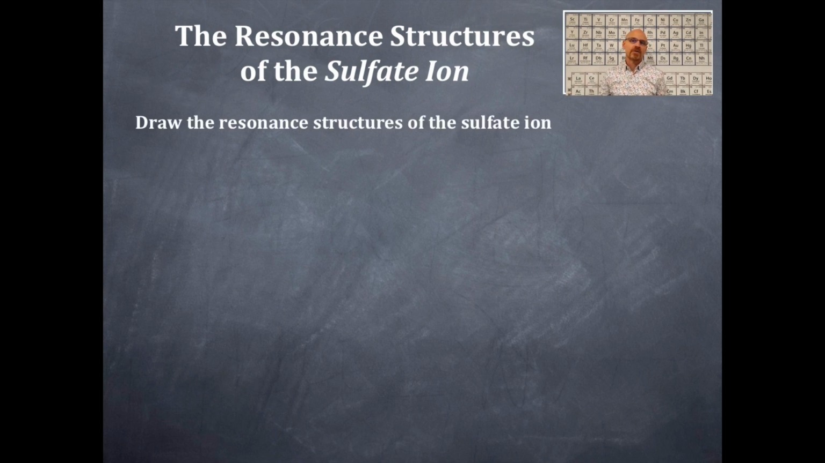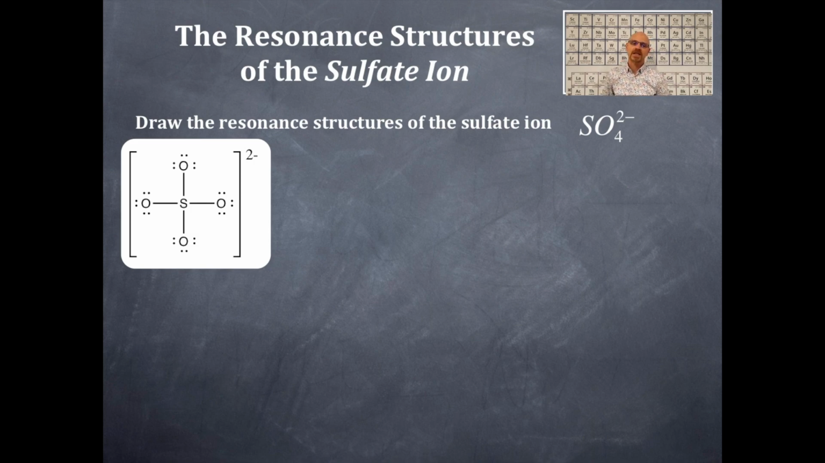So, hopefully you know the formula of sulfate. I gave you a hint on the previous video, and you should have gotten that one. That is SO4 2-. Make sure you get the valence electrons for sulfur, valence electrons for oxygen times 4, plus 2 for that -2 charge. And that's what you're going to get for the Lewis dot structure for sulfate.